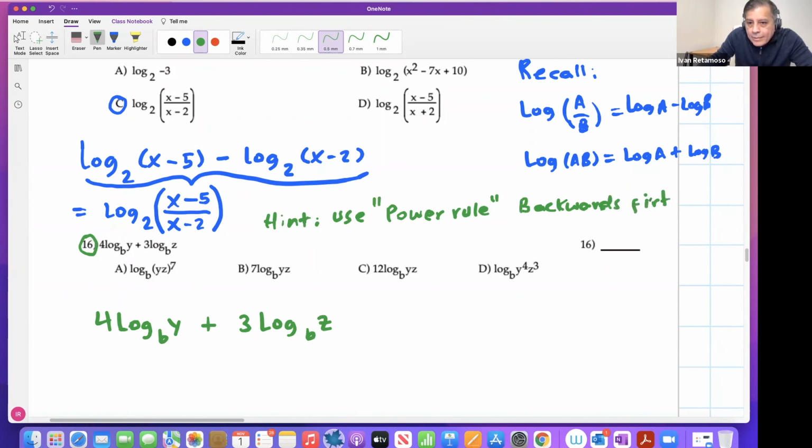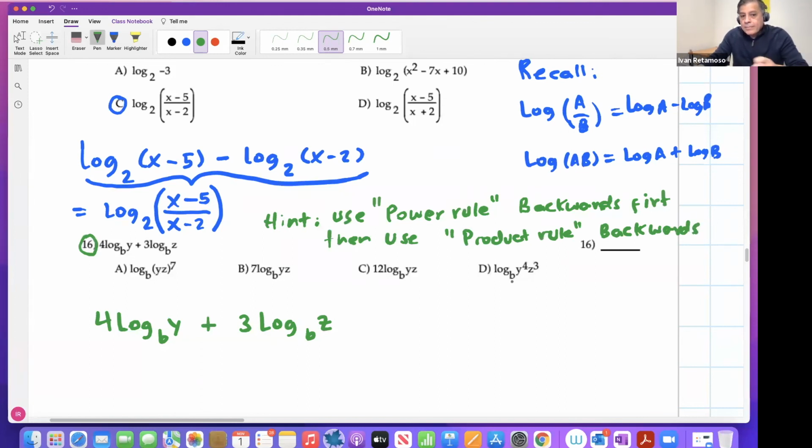And then when you put back these numbers as exponents, then I see a sum, so use product rule backwards. Tricky, yeah. But the hint again, try to put this back here, and then the product rule in reverse.